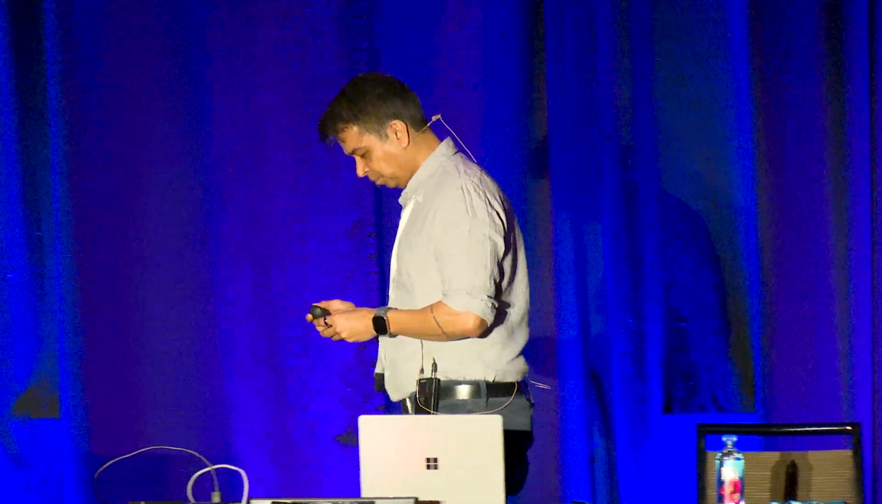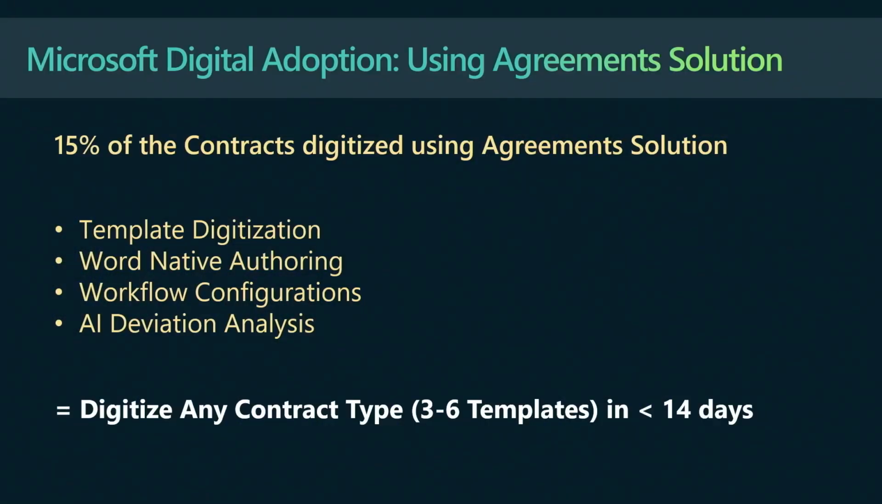This is the North Star that we started working on: the ability to digitize any contract type, three to six templates, in less than 14 days. And we are really close to that. Really proud of the collaboration that we have had with the team and the success that we have had.